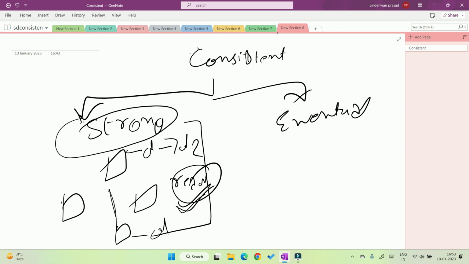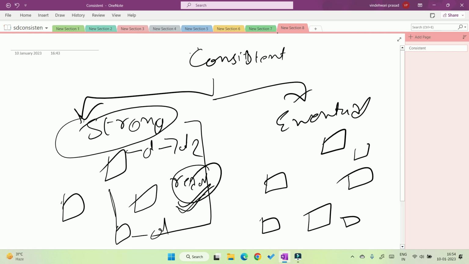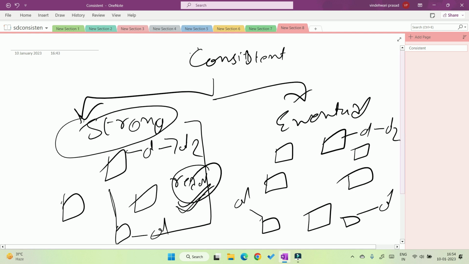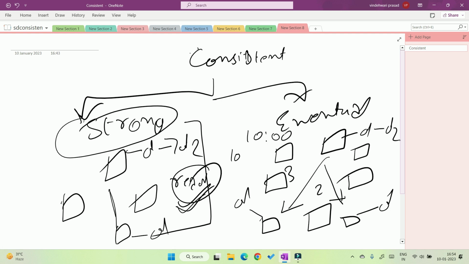But social media cannot follow this rule. So how does social media get updated? They get updated by eventual consistency. Let's suppose this is a system. Here D data is present, here D data is present, here D data is present. Anyone comes and changes this data to D2 at 10 a.m. Remember, 10 a.m. Now it takes 3 seconds to change this data, 2 seconds to change this one, 2 seconds, 3 seconds.